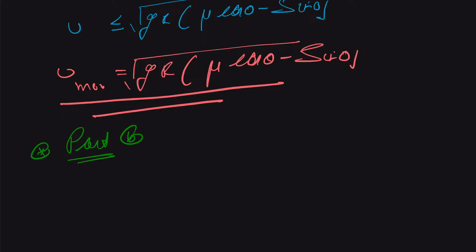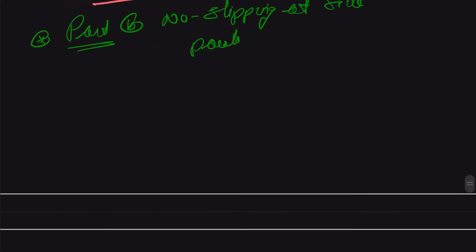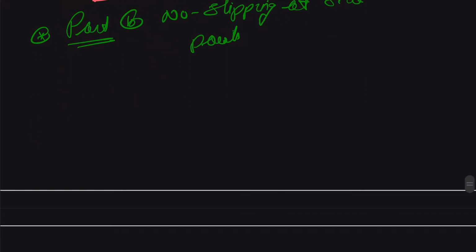So part B, no slipping only at the side points. No slipping at the side points. And the side points are mentioned in the figure. So let me draw it here. And please remember, the horizontal plane, we have taken at a certain angle. So this is the horizontal plane, and it makes an angle of theta.